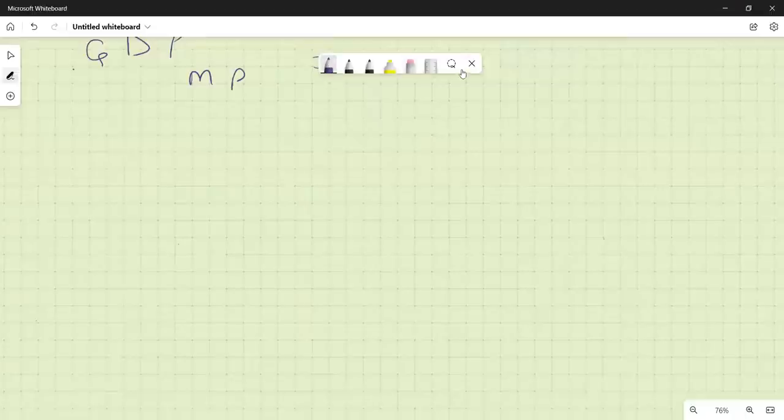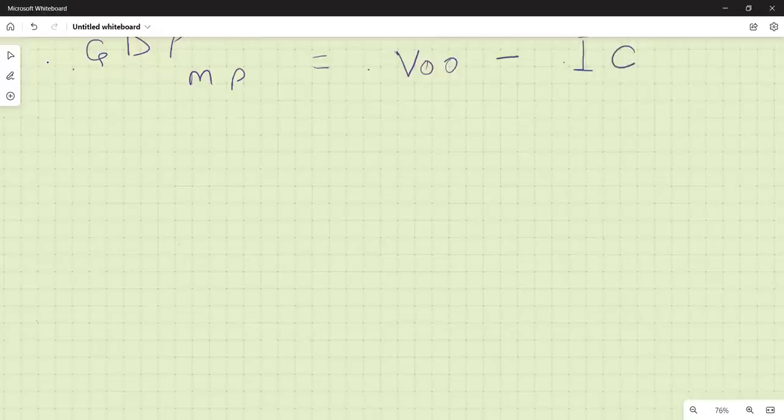Okay. So now see how to calculate GDP at MP. First of all, to calculate GDP at MP, we have to find out the value of output and then we'll have to find out the value of IC. This is the formula to calculate GDP at MP. So to find out the value of output, what do we want? Value of output is equal to sales plus change in stock.